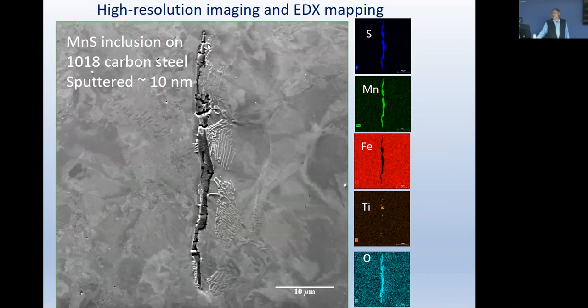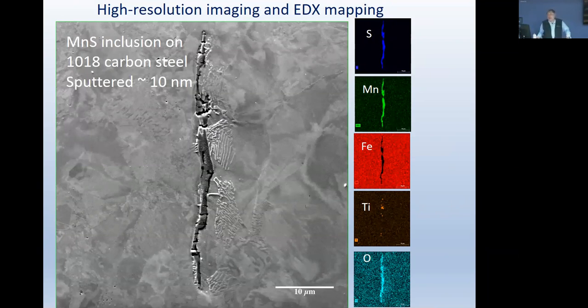This is a manganese sulfide inclusion. These manganese sulfide inclusions are long and thin. For example, the cross-section here is less than a micron, maybe about half a micron, while the length could be hundreds of microns. These are called stringers.